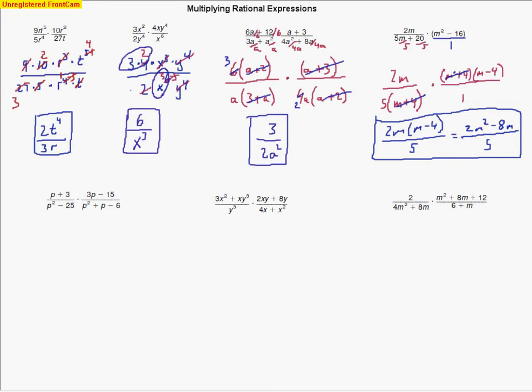Taking a look at the next problem, here we have two rational expressions. P plus 3 is the first top of the fraction. That has no common factors, so we'll just leave it as P plus 3. P squared minus 25, though, is a difference of squares, so that's going to factor to P minus 5 and a P plus 5. And then we look at the next one, I see a 3 goes into each of these terms. And so I'm going to take out that 3 and put it on the outside of a parenthesis and do some division, and I've got a P minus 5 left over.